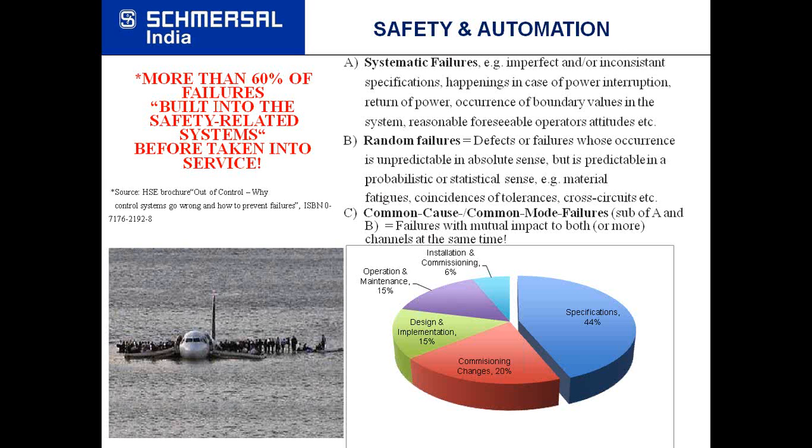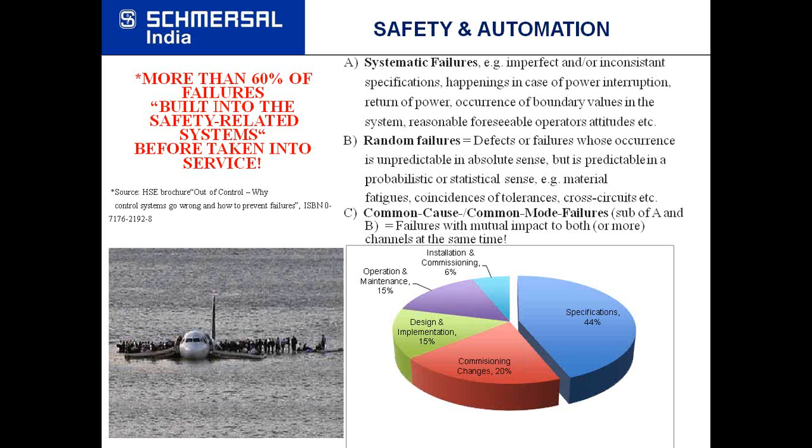I have also given the source of this study. You can search on Google and you will find this HSE brochure, Out of Control, why control systems go wrong and how to prevent failures. From there you will find all this data available. But this is very new to us, that more than 60% of failures are because of our own wrong specifications or at the design stage only. If we take care of things at the specification making or design stage, then probably we can reduce a lot of accidents.